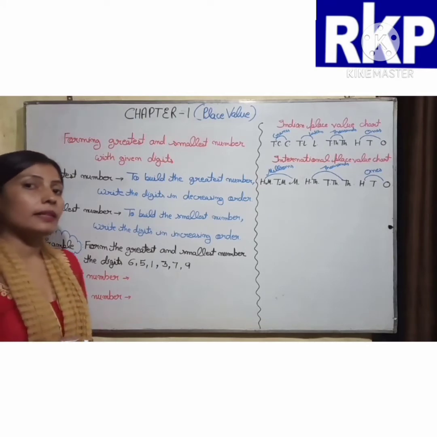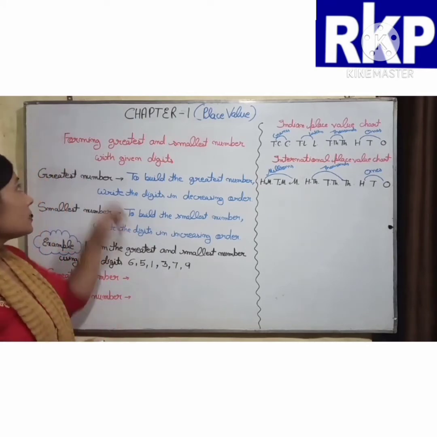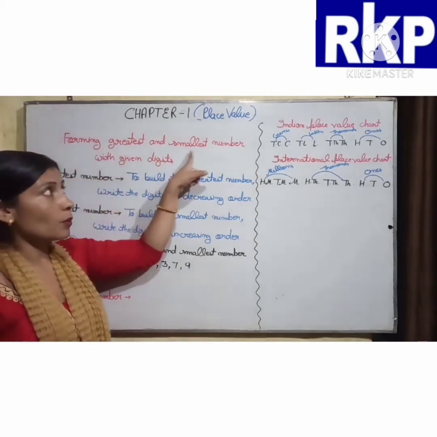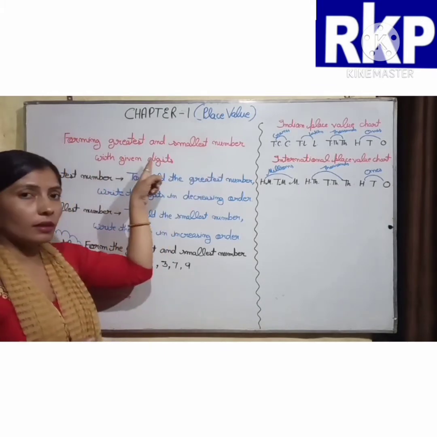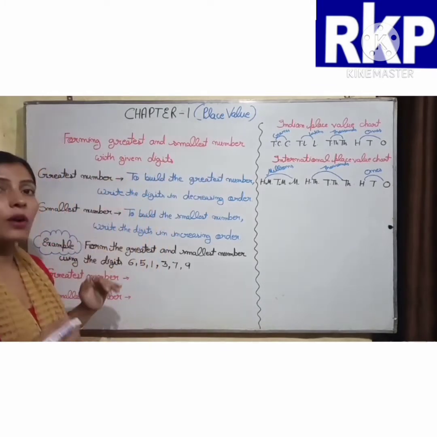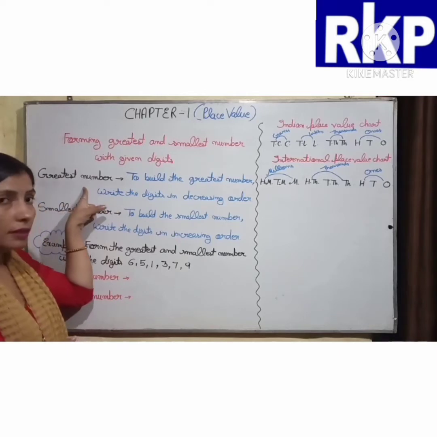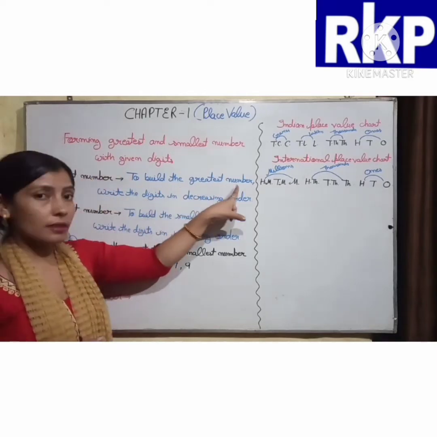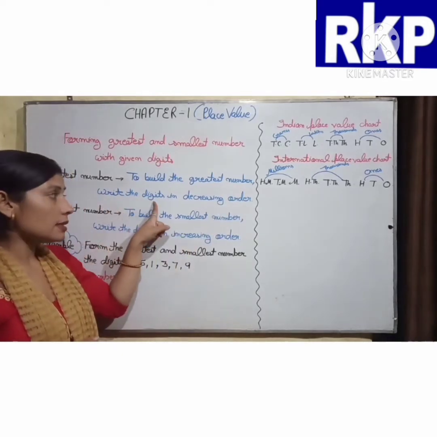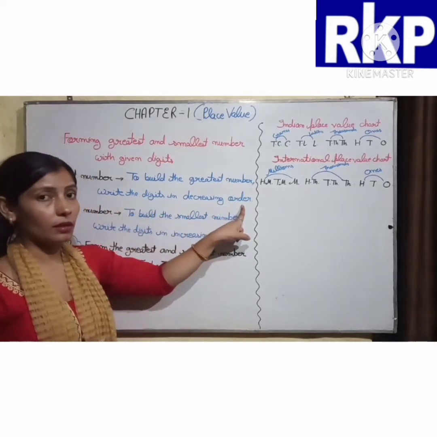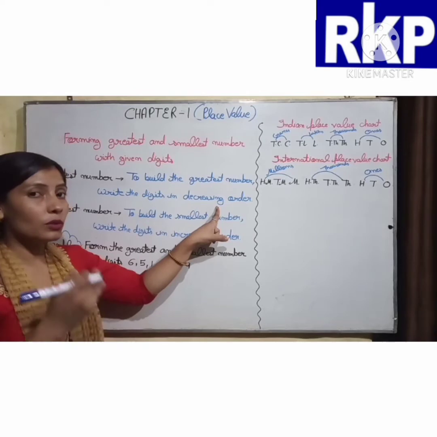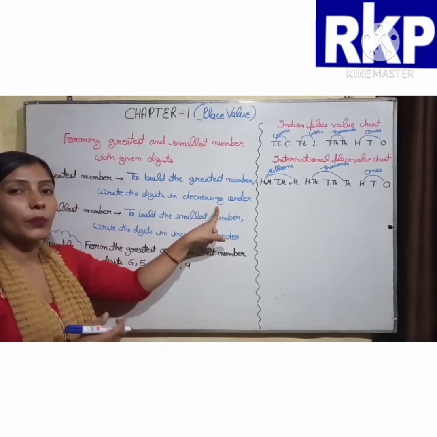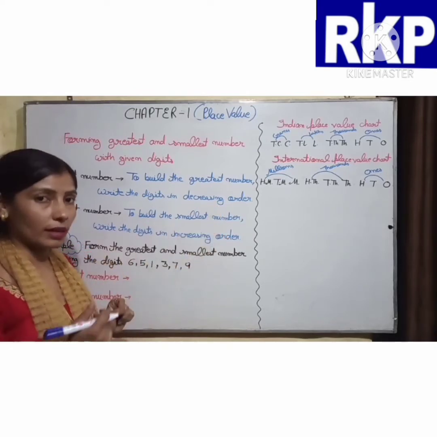Now students, let us revise our next topic, and that is forming greatest and smallest number with given digits. Now let us see how we can write the greatest number with given digits. To build the greatest number, write the digits in decreasing order. Decreasing means we have to write the digits from greatest to smallest.